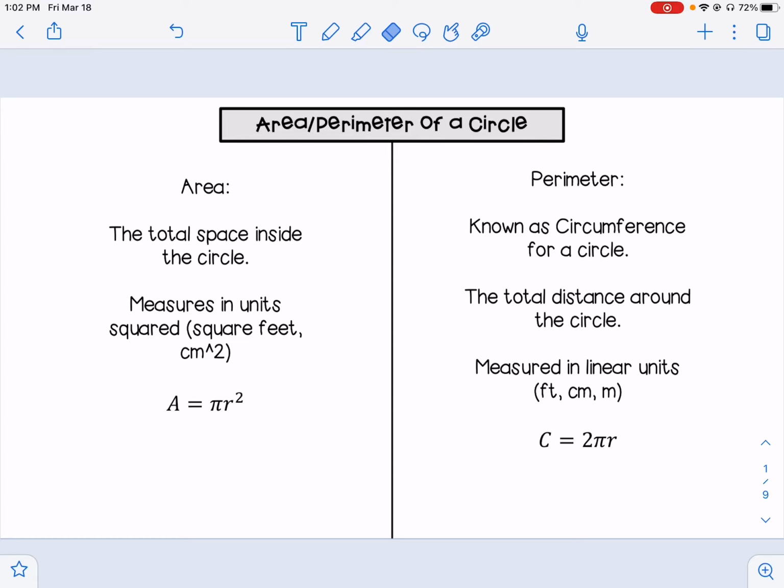Welcome to my video. Today's lesson is going to be a quick lesson on the arc length of a circle. Now, the arc length of a circle is different than the arc measure of a circle, and we'll be talking about that as we move through.